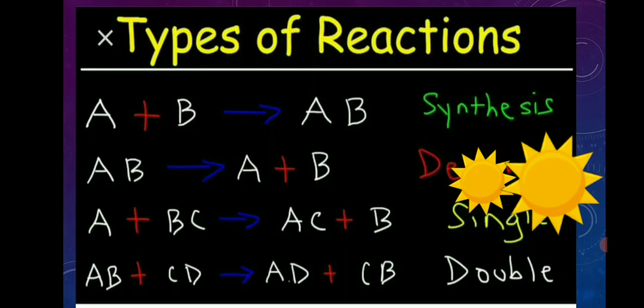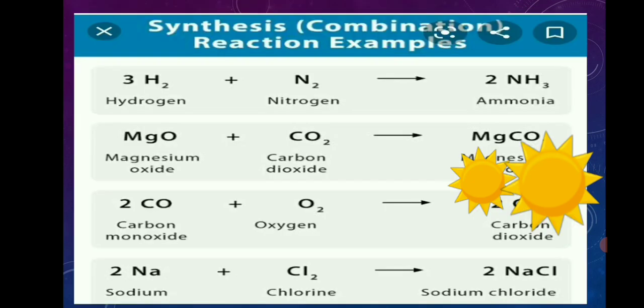Along with that, there are a number of types of chemical reactions. First is synthesis, second decomposition, third single, next double. A synthesis reaction is also known as a combination reaction. The single and the double reactions are categorized into one, that is displacement. It can be a single displacement reaction and it can be a double displacement reaction.